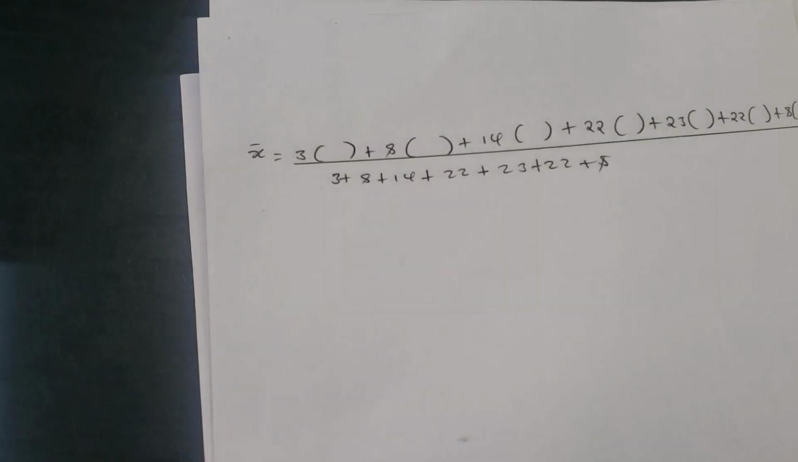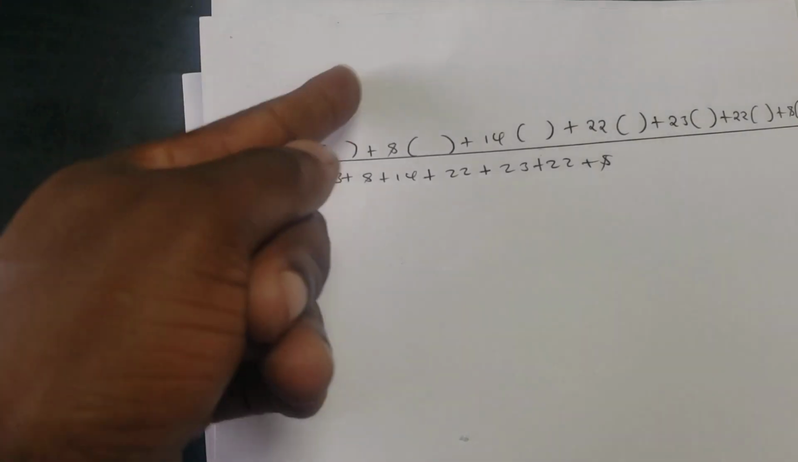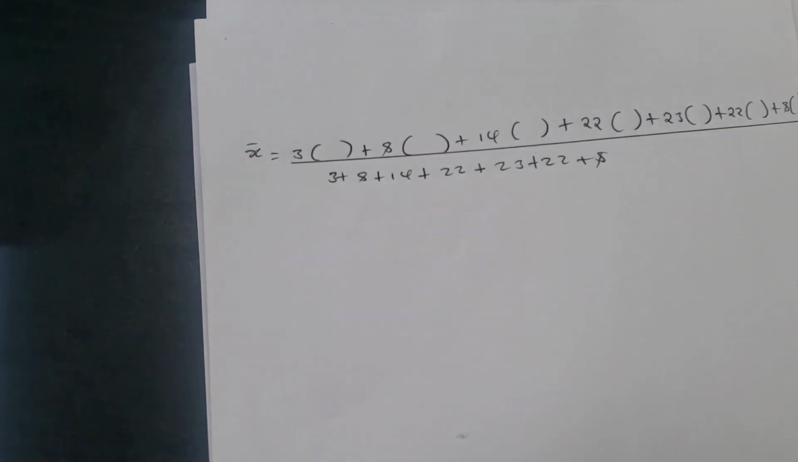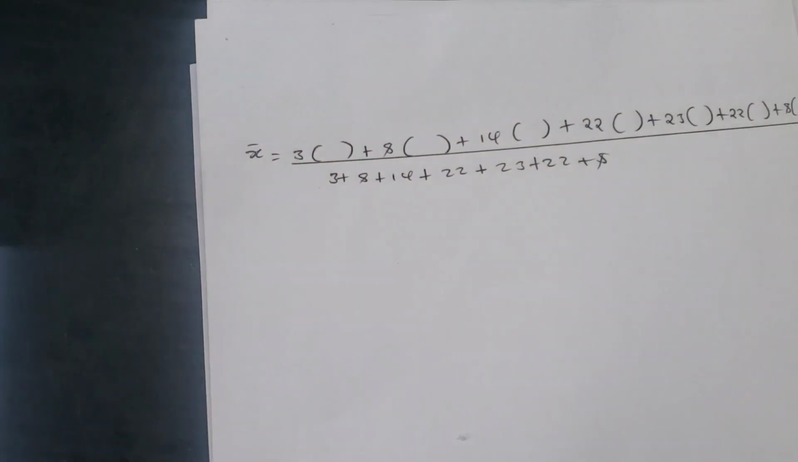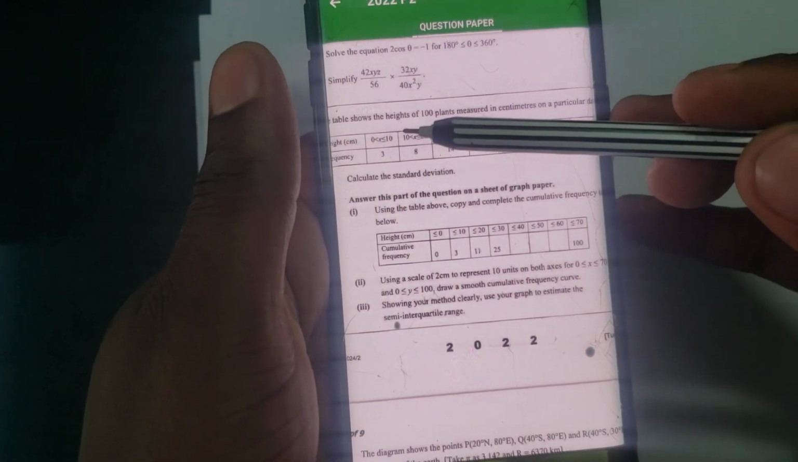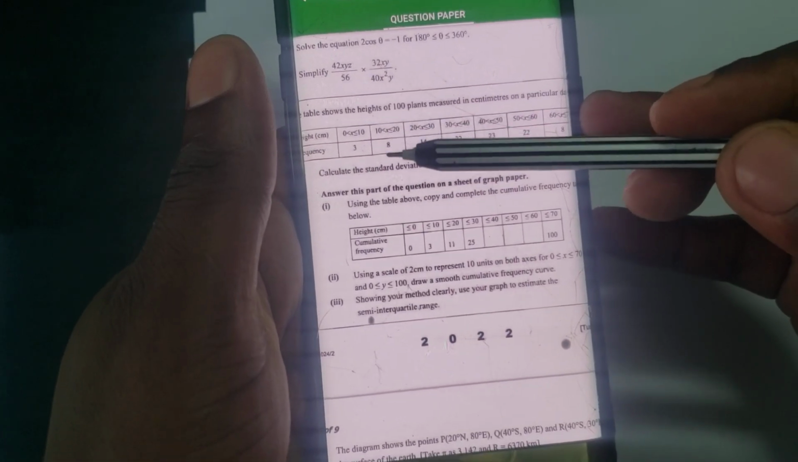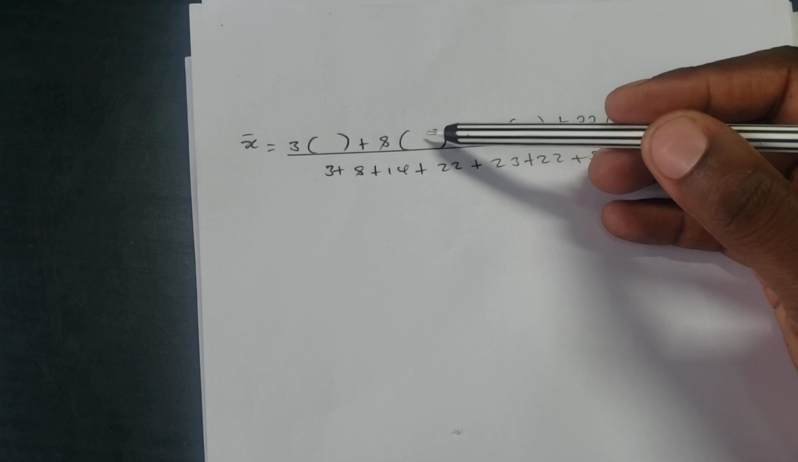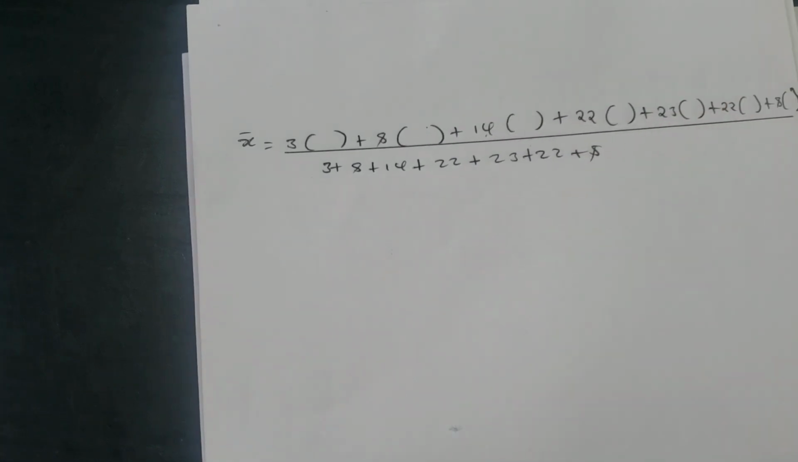So what has happened is that we want to find the mean. We are multiplying each frequency by its midpoint and adding them up: frequency times midpoint, plus frequency times midpoint. So now how do we find the midpoints?